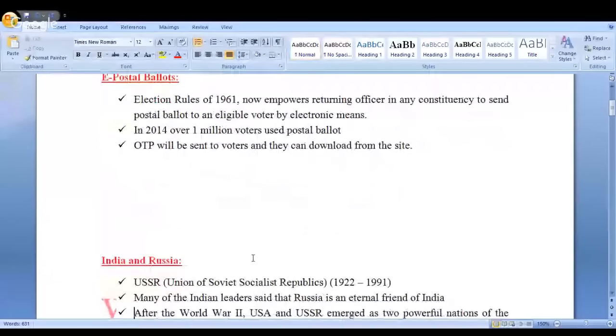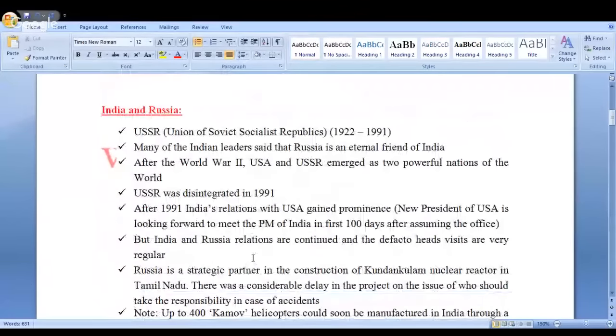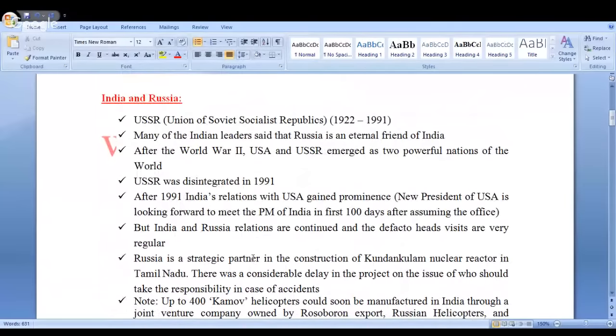I have some points with me. I'll show you the document. Look at this. It was USSR, 1922 to 1991, the Union of Soviet Socialist Republics. Many of the Indian leaders said that Russia is an eternal friend of India. After World War II, the USA and USSR emerged as two powerful nations of the world. But later, in 1991, the USSR disintegrated. After that, India's relations with the USA gained prominence.